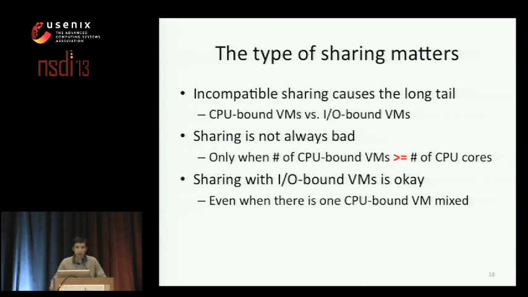However, sharing is not always bad, because in our experiment, the long tail only appears when the total number of CPU-bound VMs is at least as many as the number of available CPU cores. In other words, sharing with only I/O-bound VMs is fine. This is a very important observation, and later we'll use that to construct our solution. But before we do that, let me explain why the type of sharing matters.